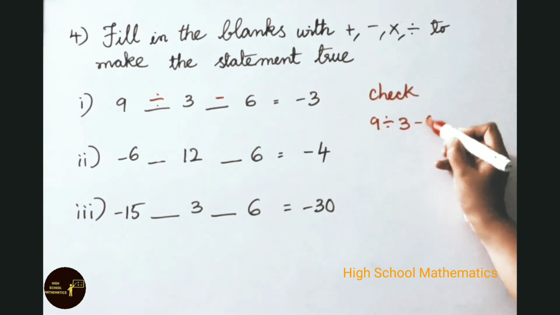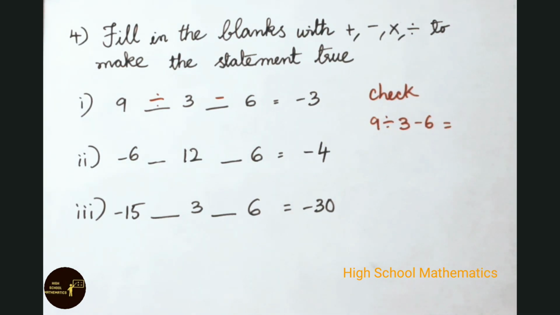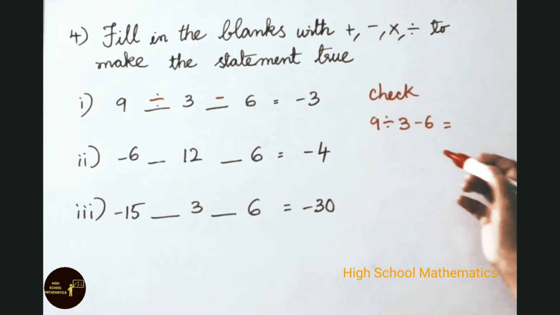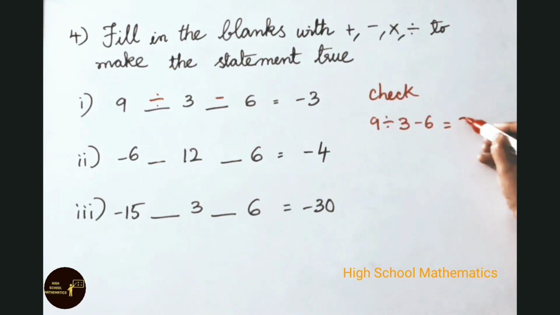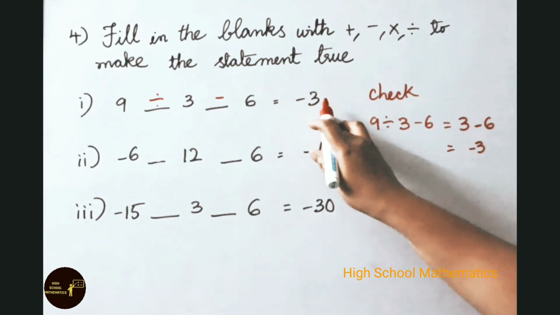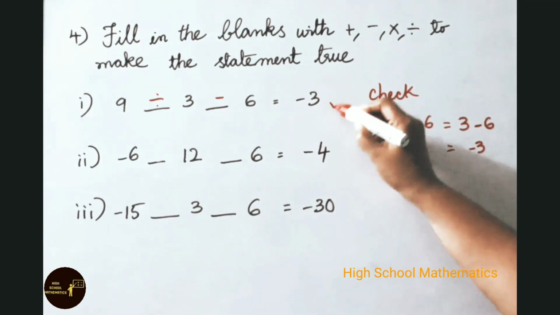9 divided 3 minus 6, that equals to, according to BODMAS rule, first we have to do division. 3 table 9, it is 3 times. Then write on this minus 6, that equals to 6 minus 3, 3. 6 is greatest, its sign is minus. So we got minus 3 answer. So here also we got answer minus 3 only. So our sum is correct here.